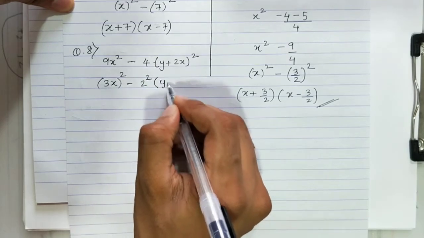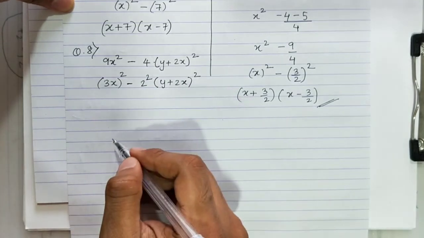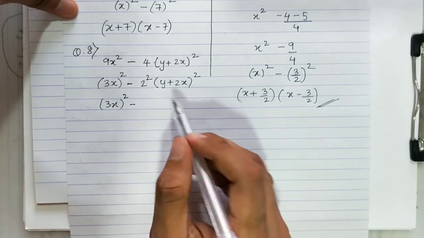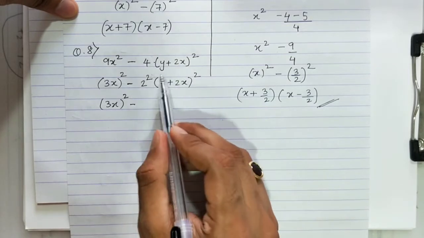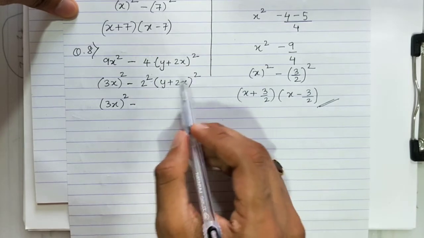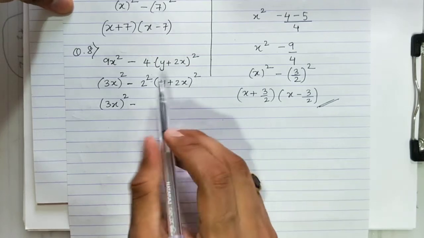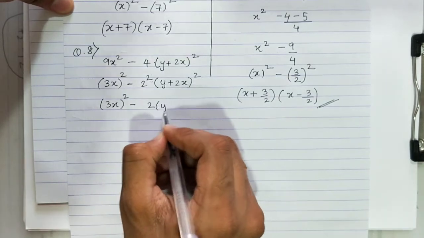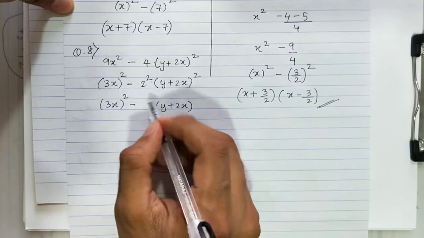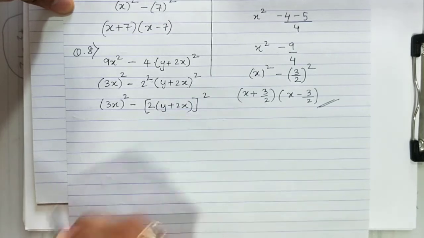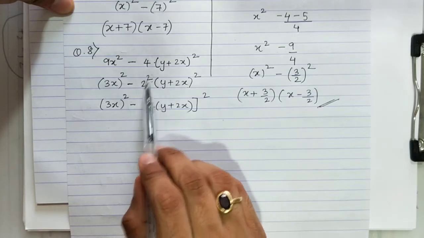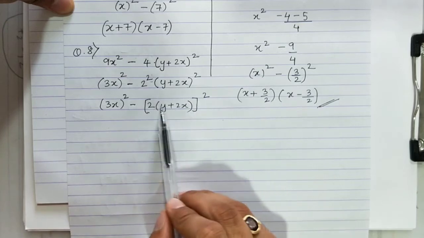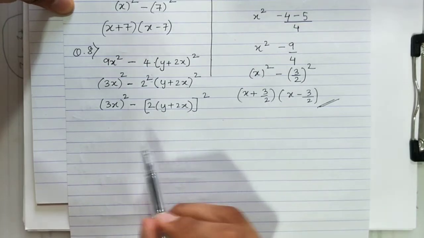And then I have y plus 2x the whole square, correct? There is 2 square, then a multiplication sign, and then bracket y plus 2x the whole square. So there are two squares here. I can write this as 2 into y plus 2x the whole square. I made these two separate squares into one. Okay, see here there is 2 square also and there is y plus 2x square also. I made it one. What is the benefit of doing that?